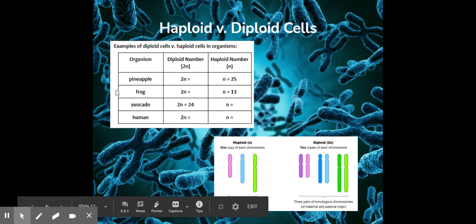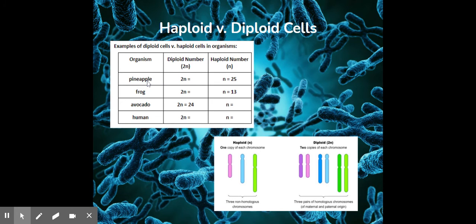So this is how it works. Whatever the number is, it's 2N for the diploid and N for the haploid. So if a pineapple's N number is 25, then their 2N number would be 50. And if a frog's N number is 13, then their 2N number would be 26. And if the 2N number for an avocado is 24, then the N, or the haploid number, would be 12, and so on and so forth.